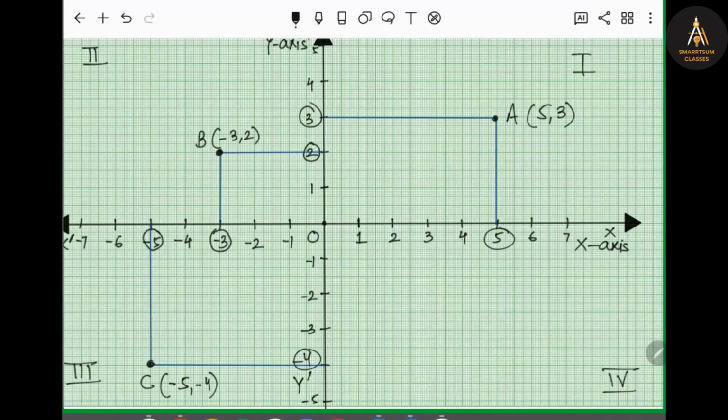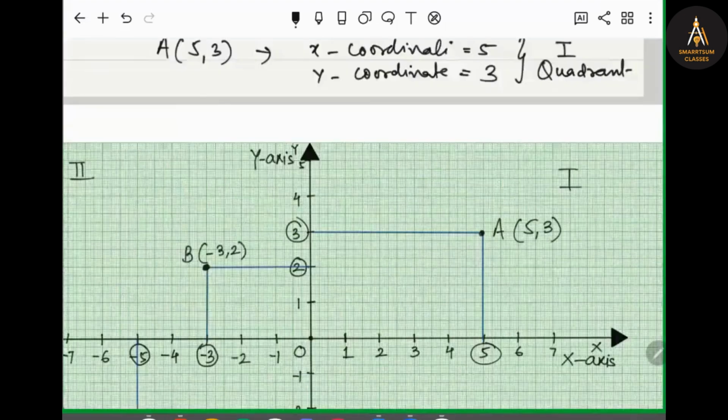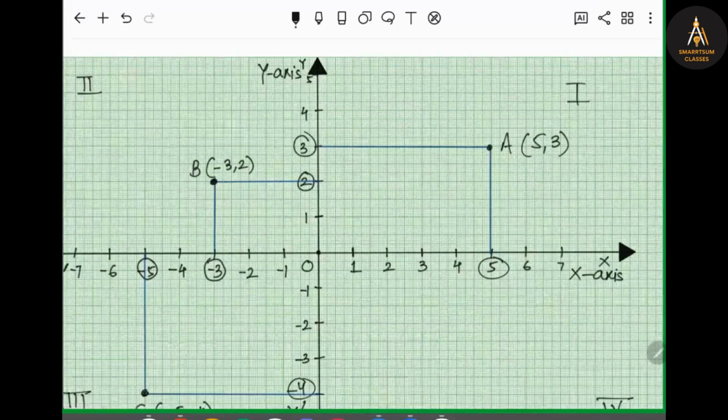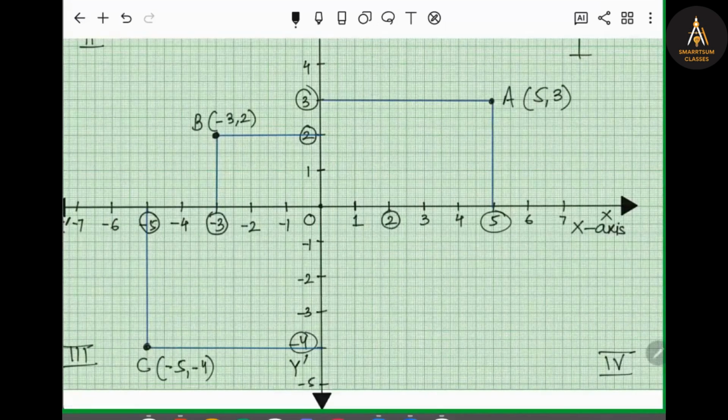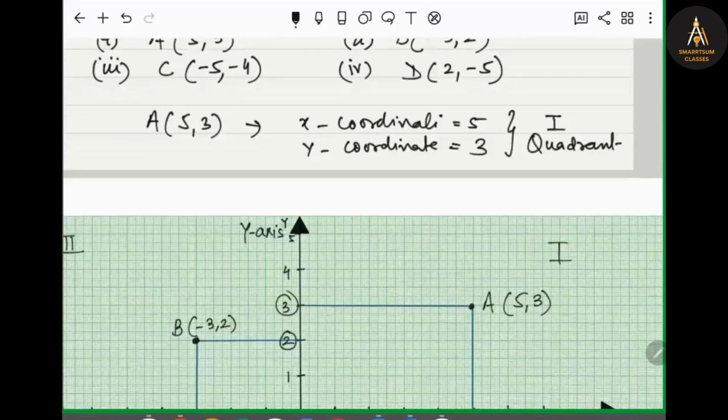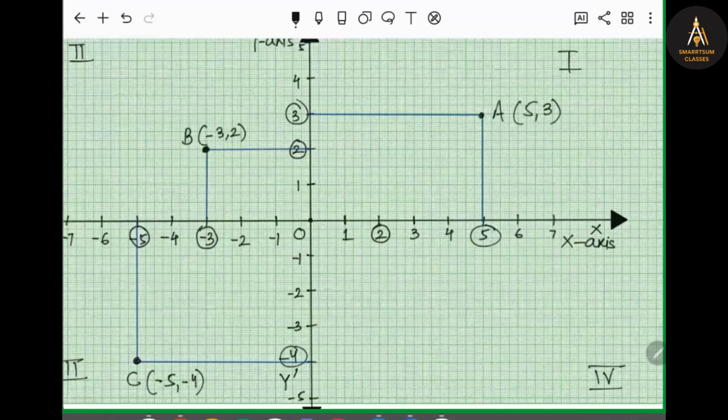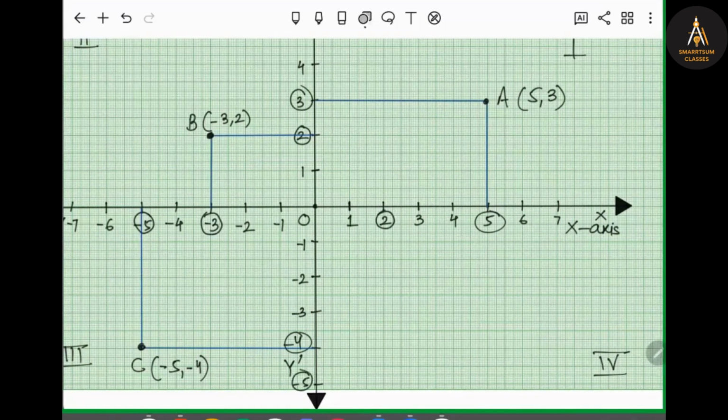Okay, now let's locate the point. So the X coordinate is 2. So first go to 2 on the X axis. This is X equal to 2. Now go to minus 5 on the Y axis. This is your minus 5. Now draw the lines perpendicular over these points, right? Okay. So this is 2. Go till minus 5 here.